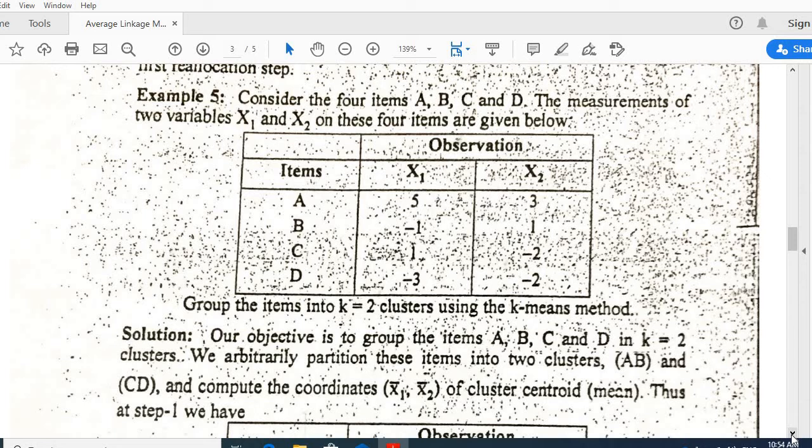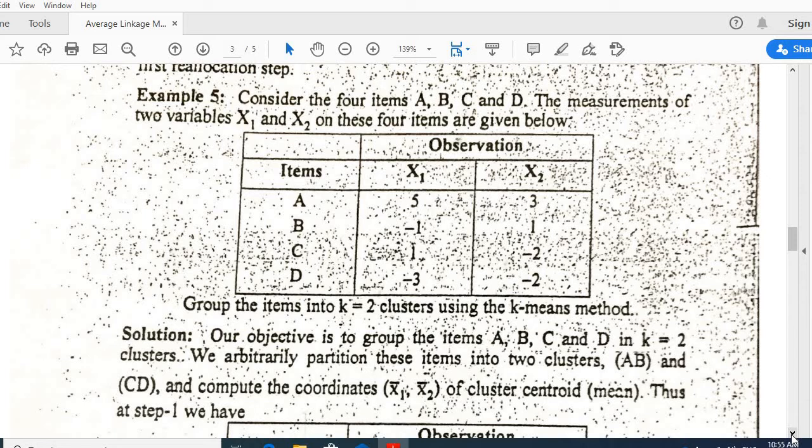We have arbitrarily partitioned these items into 2 clusters. हम अपनी तरफ से कोई भी 2 पार्टीशंस बना लेंगे. इसके लिए कोई ऐसा स्पेसिफिक क्राइटेरिया नहीं है जिसकी बेस पर हमें पार्टीशन बनाने. कोई बना लें, ए बी सी डी बना लें, ए डी बी सी बना लें, ए सी बी डी बना लें. तो हमने यहाँ ए बी और सी डी की 2 पार्टीशन बना ली हैं.